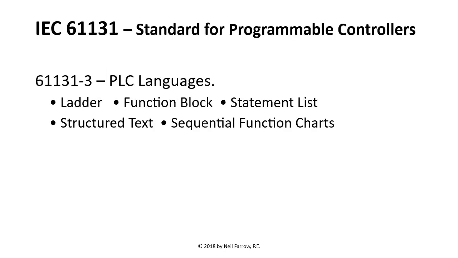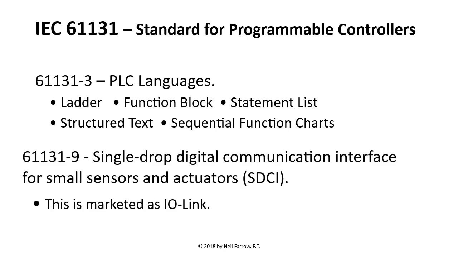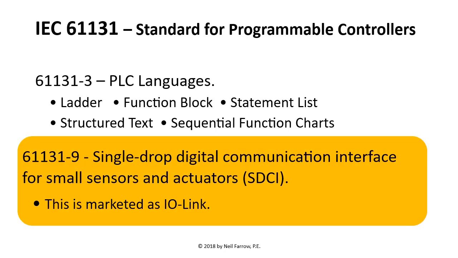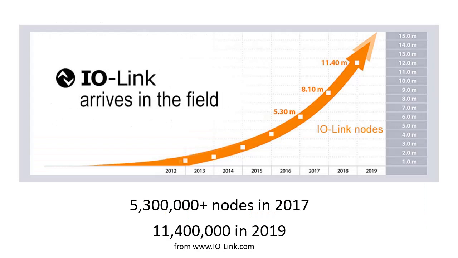Many of us will have heard of IEC 61131-3 for PLC programming languages because PLC manufacturers have been bragging for years that they conform to this. Section 9 of this same standard is for Single Drop Communications Interface, which is marketed as IO-Link. At the end of 2017, there were over 5 million IO-Link nodes on the planet. Now, in 2019, it's over 11 million.